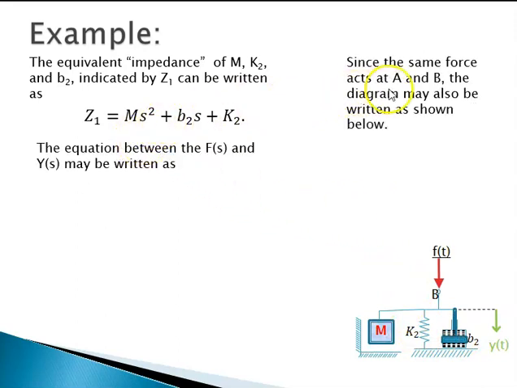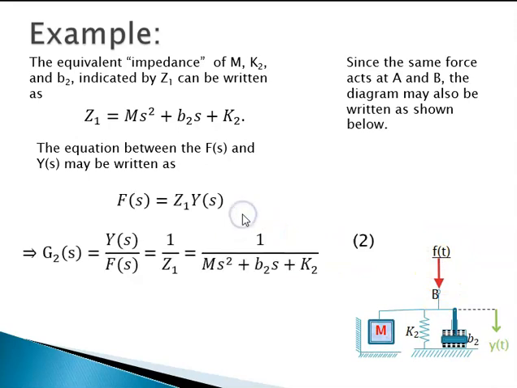Since the same force acts at A and B, the diagram is drawn here, and the equation between f of s and y of s is given in equation 2. F of s is Z1 multiplied by y of s. So G2, the transfer function from f to y, is given as here.